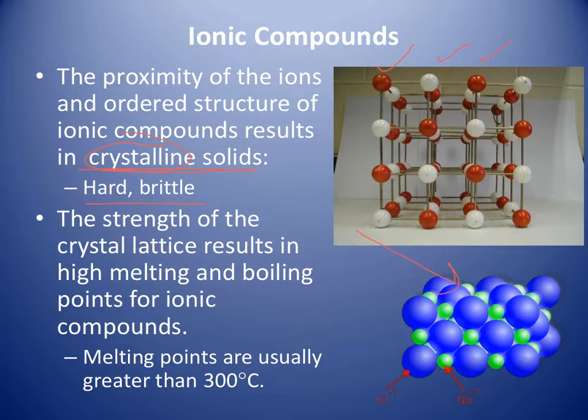The strength of the crystal lattice also gives rise to very high melting and boiling points. As a matter of fact, the melting points of most ionic compounds are significantly higher than 300 degrees Celsius. Some of them are up in the thousands.